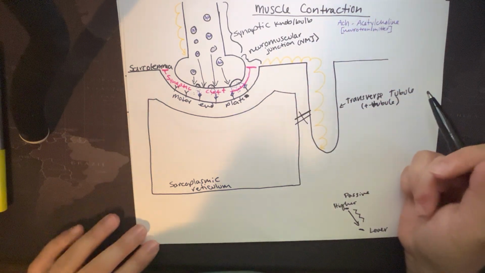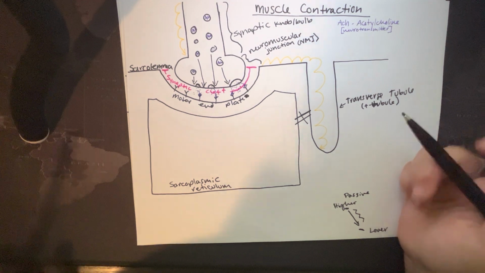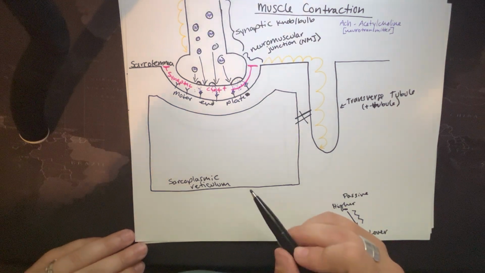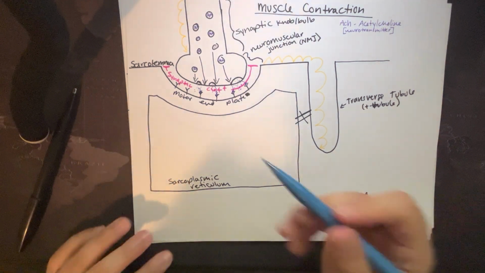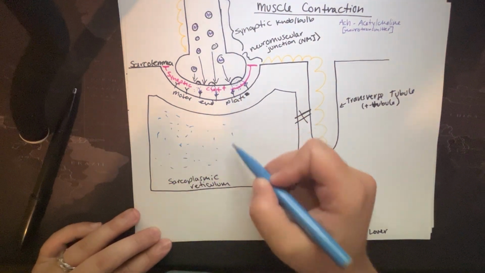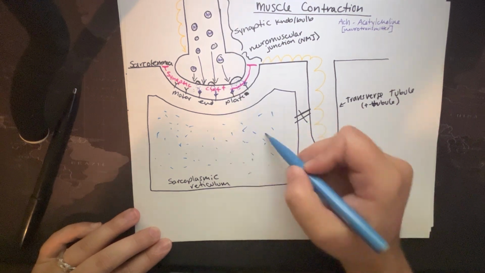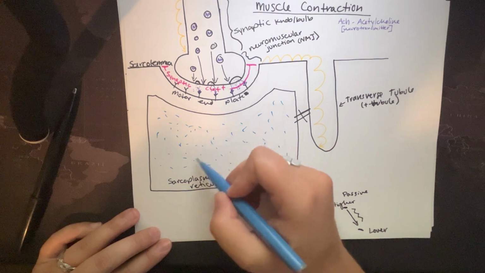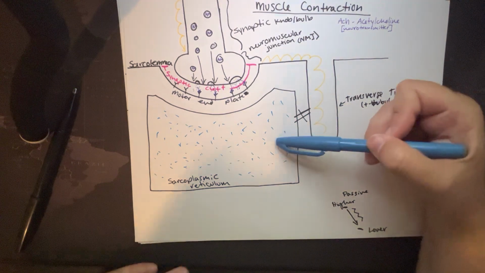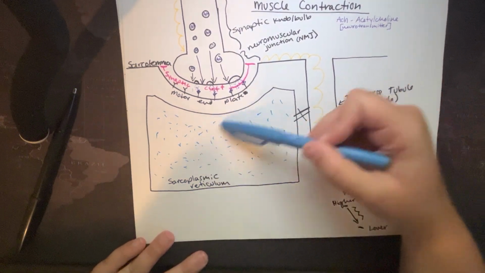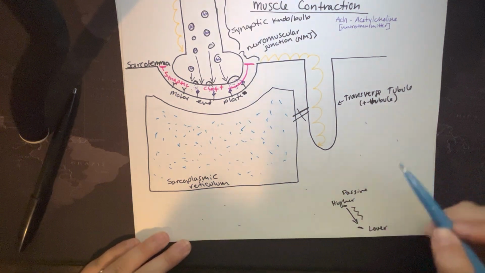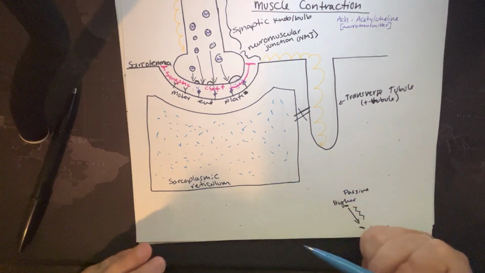Let's talk about the sarcoplasmic reticulum. Our sarcoplasmic reticulum is important because it surrounds all of the myofibrils and also is what holds our calcium. So our sarcoplasmic reticulum is going to hold a lot of calcium in this organelle. So if we have a high concentration of calcium in our sarcoplasmic reticulum, we've got a lower concentration of calcium outside of the sarcoplasmic reticulum.